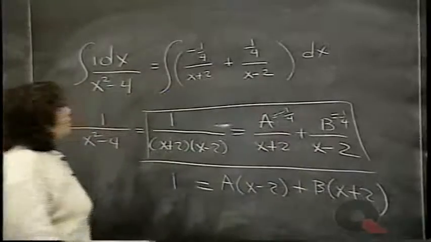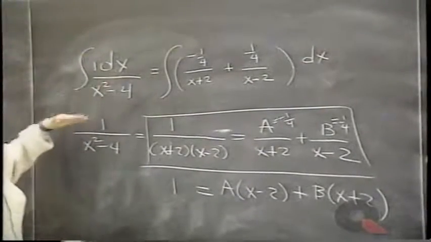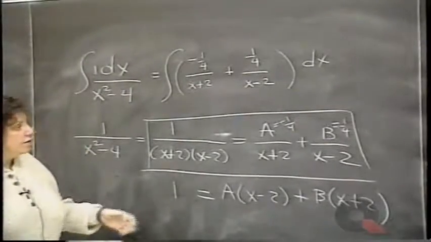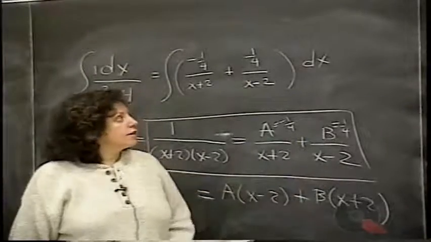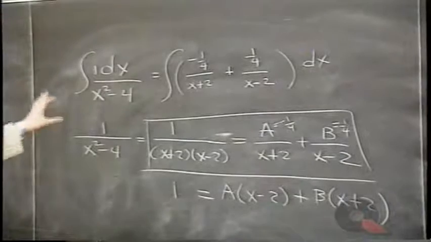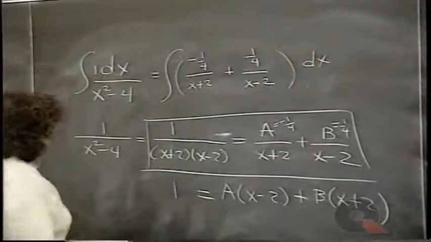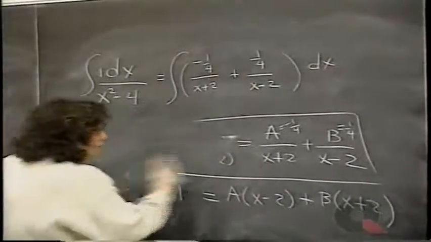dx. Okay, so instead of integrating 1 over x squared minus 4 dx, we have now seen that 1 over x squared minus 4 is algebraically equivalent to minus 1/4 over x plus 2 plus 1/4 over x minus 2. So instead of integrating this, we're going to integrate these two simpler problems to handle. Okay, I'm going to finish this up over here. I'm going to erase this and continue the problem underneath.